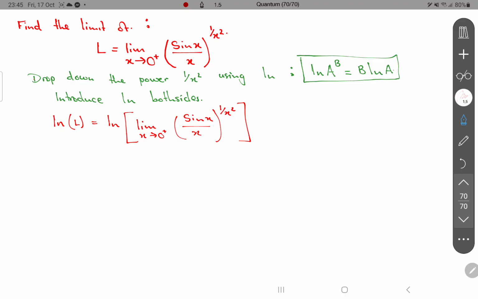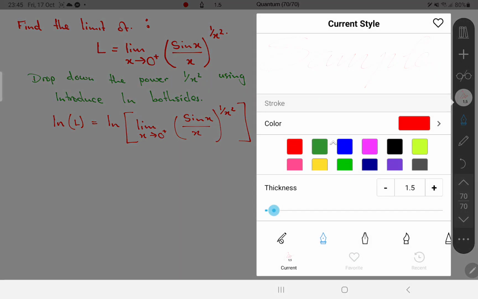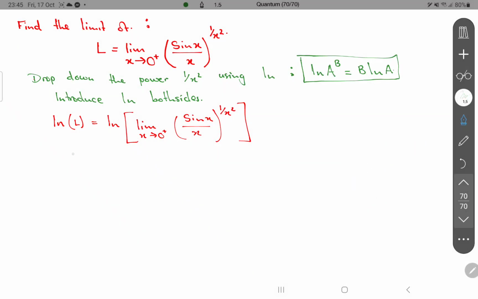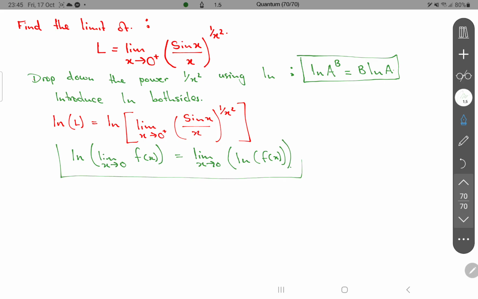Remember that the natural logarithm is an operator that we can put inside the limit. In other words, if I have a natural logarithm of the limit as x approaches a certain value, let's say 0, of f of x, I can write it as the limit as x approaches 0 of the natural logarithm of f of x.